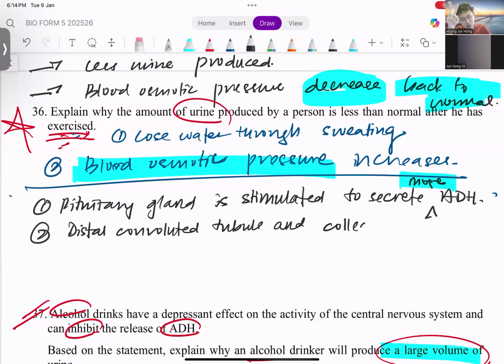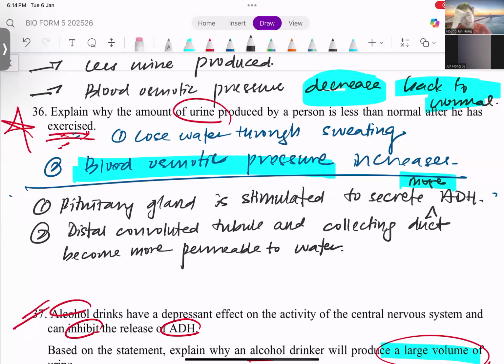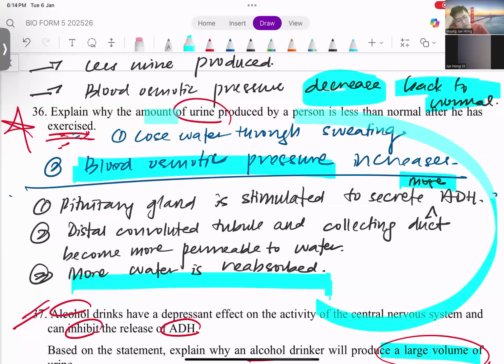and collecting duct. These two should become more permeable to water. Same thing, simple. If you want to reabsorb water, you increase the permeability to water. If you want to reabsorb salt, you make it more permeable to salt. And when it's more permeable, very straightforward, more water is reabsorbed. So I think it's quite straightforward and self-explanatory. When more water is reabsorbed, of course, less water is excreted, hence less urine.